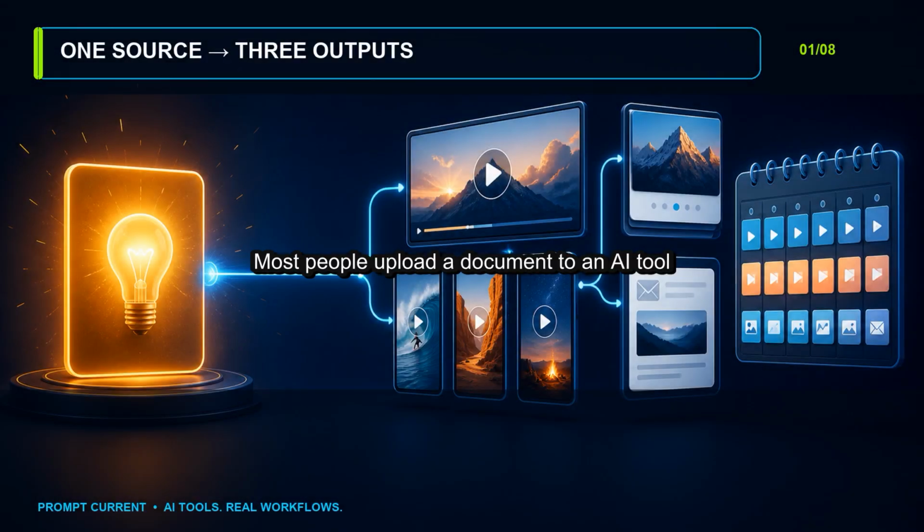Most people upload a document to an AI tool and ask for a summary. That is the smallest useful thing it can do. The better workflow turns one trusted document into a decision brief, a presentation outline, and a video plan without inventing facts along the way. I will show the order, the prompts, and the checks that keep the original source in control.